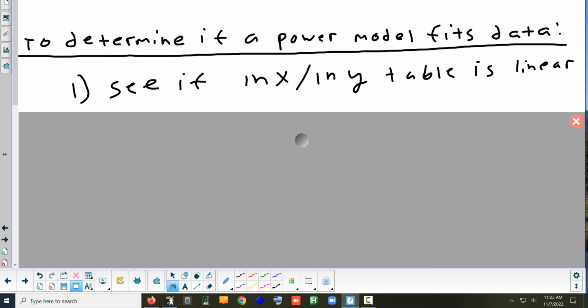Then we're going to look at that new table. We're going to do one thing with that new table, and then we're going to forget about it. All we're going to do is take those points and graph them. If it looks like that new set of points is in a straight line, then a power model is the right thing to use. The closer they are to a straight line, the better.